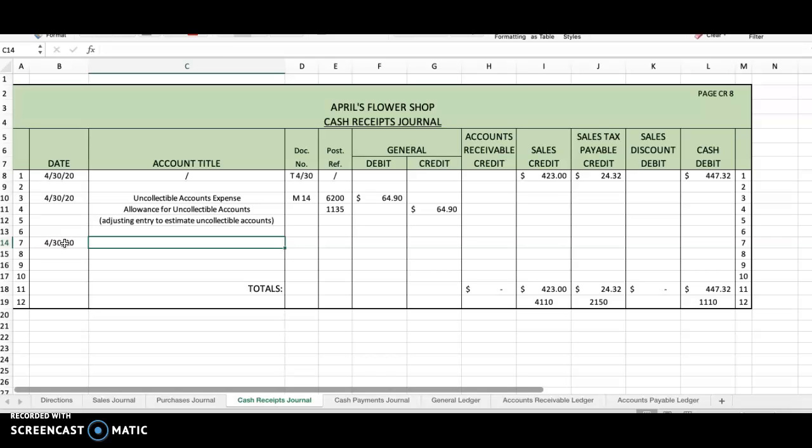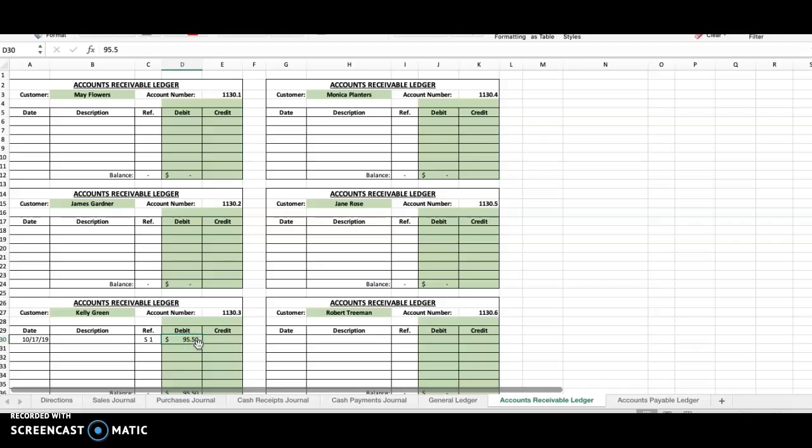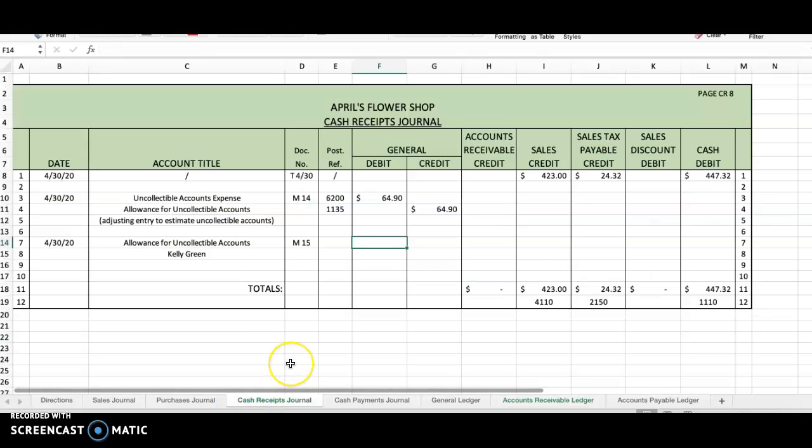And now we're going to write off her account, and we will use the allowance for uncollectible accounts again, and we'll see how that is used. And obviously we have to use her account, Kelly Green. So we will now need a source document. Let's say it's credit memorandum 15. There'll be some sort of source document for this. Let's just say it's a memorandum. And the amount that we're going to use here will be the amount that is in her account. $95.50 is what she owes us, and that's what we are going to be writing off.